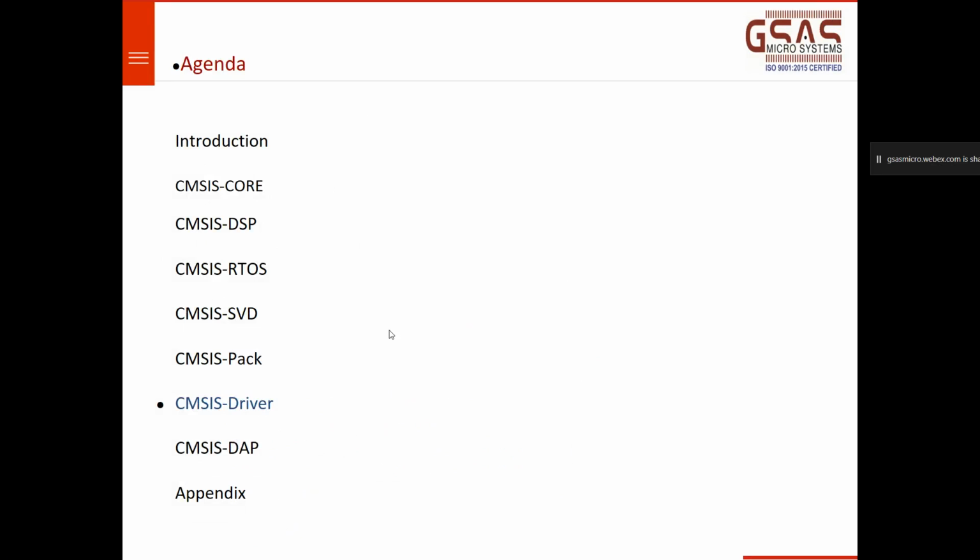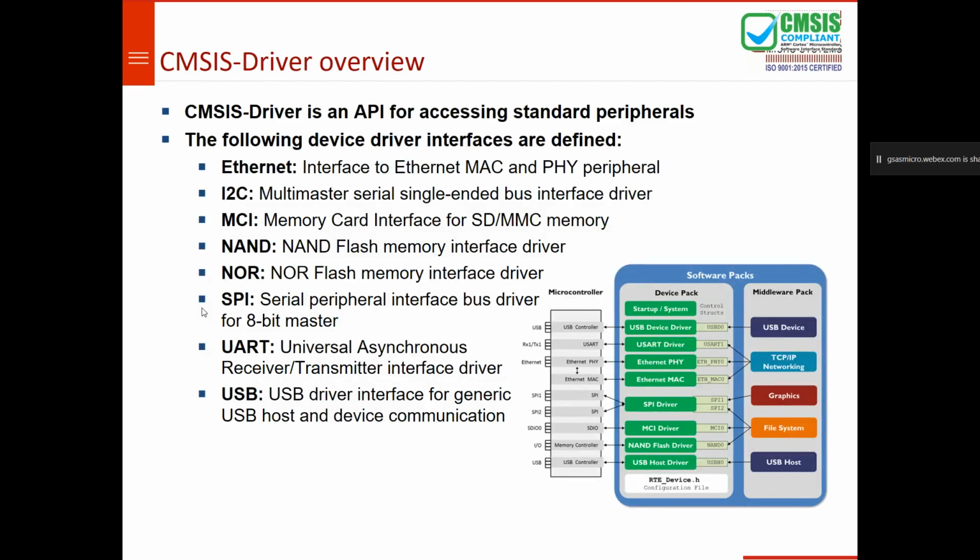Next, coming to drivers, CMSIS driver. As I told, this gives a set of APIs for accessing the standard peripherals. What all device drivers are being given? We have Ethernet, I2C, MCI memory card interface, NAND flash, NOR flash, SPI, UART, and USB. Suppose I take a typical microcontroller: you have USB controller, USART, Ethernet MAC layer, SPI, and SDIO. SDIO is for your MCI, that is memory card interface, memory controller, and USB controller.